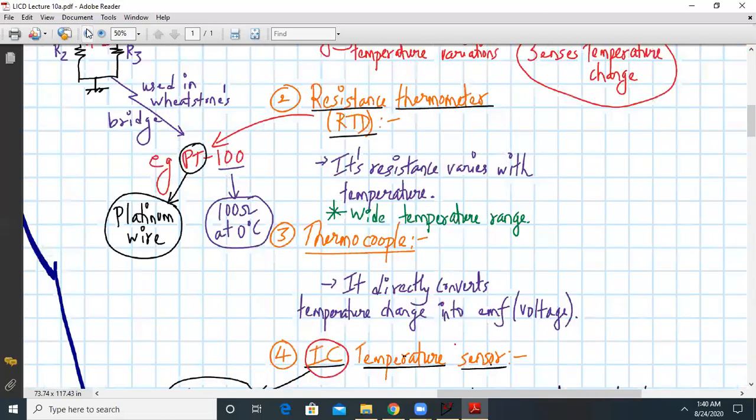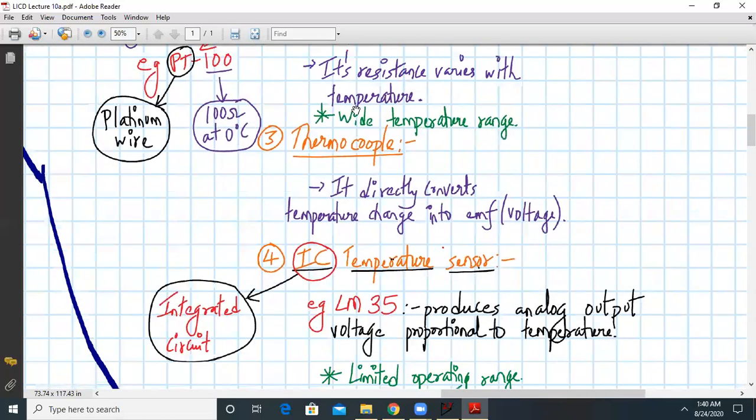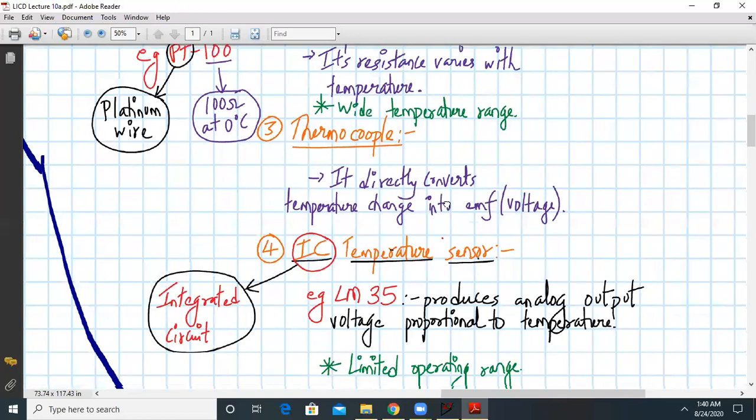So this is about RTD. Next we have is thermocouple. So in thermocouple, the principle is slightly different. Basically, it directly converts temperature change into EMF or voltage. So that's the example of a thermocouple. That also operates for a very wide operating temperature range.